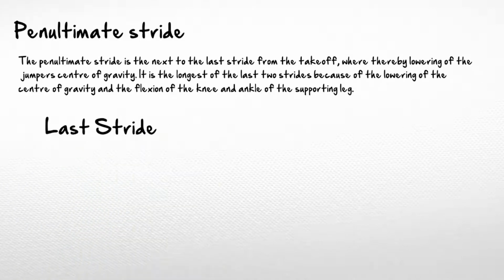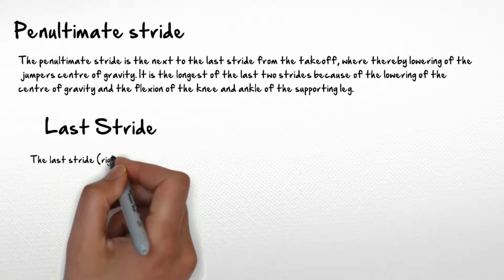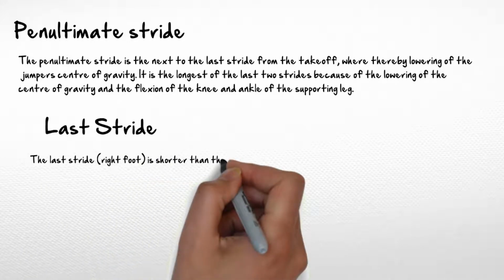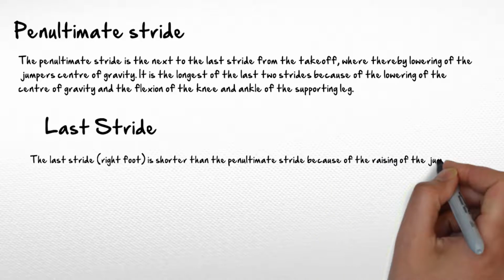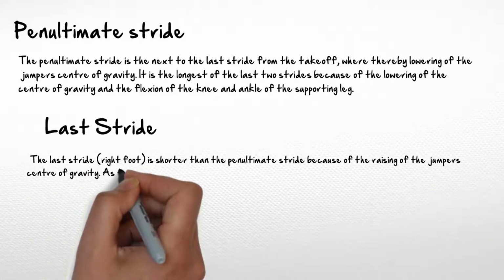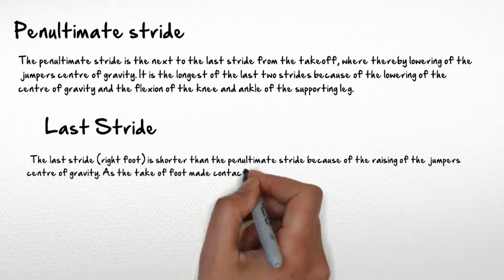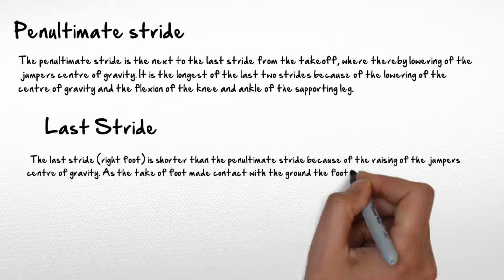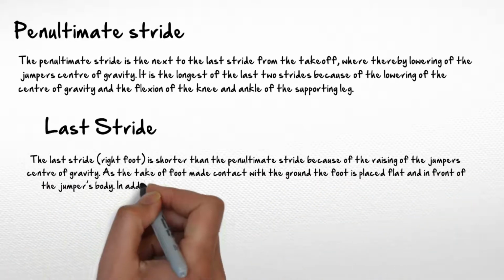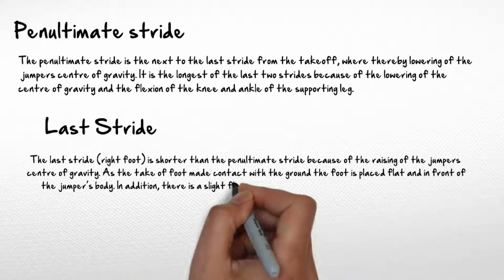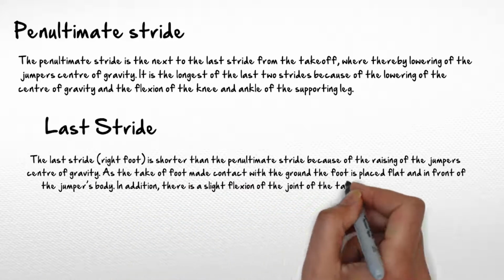Last stride. The last stride, for a right-footed jumper the right foot, is shorter than the penultimate stride because of the placing of the jumper's center of gravity. As the takeoff foot makes contact with the ground, the foot is placed flat and in front of the jumper's body. In addition, there is a slight flexion of the joint of the takeoff leg.